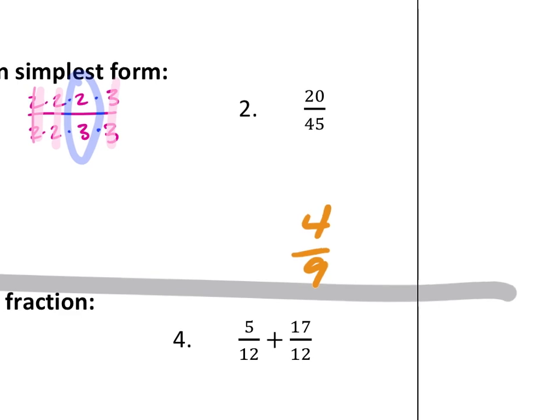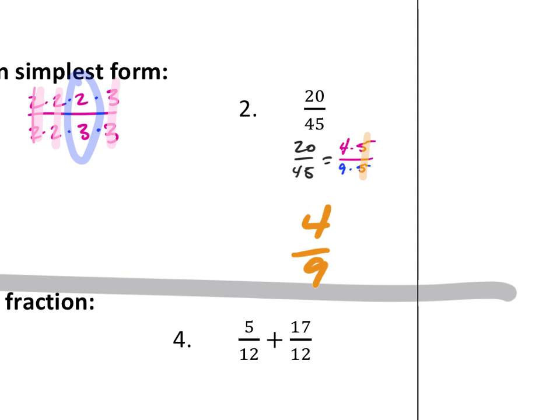So the 2 ways to do number 2 would be, if I have 20 over 45, the first way you probably learned in elementary school was to look at it and say, what goes into both of them? I know that 20 is 4 times 5, and I know that 45 is 9 times 5. So I can see they have a 5 in common. So 5 divided by 5 is 1, which means what I've got left is 4/9.